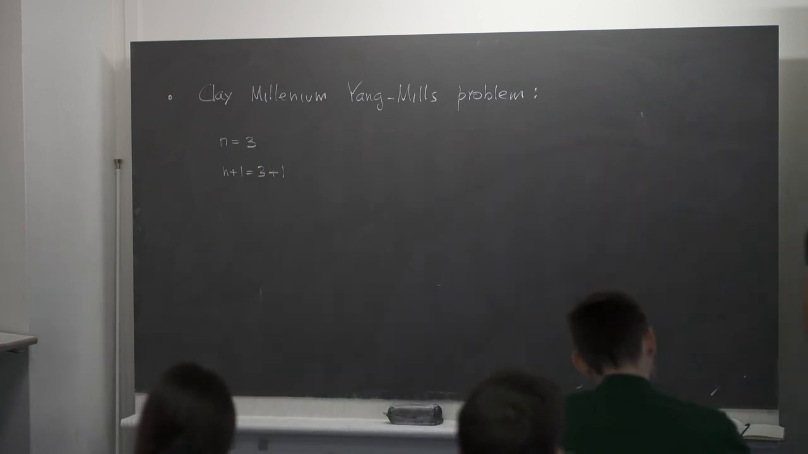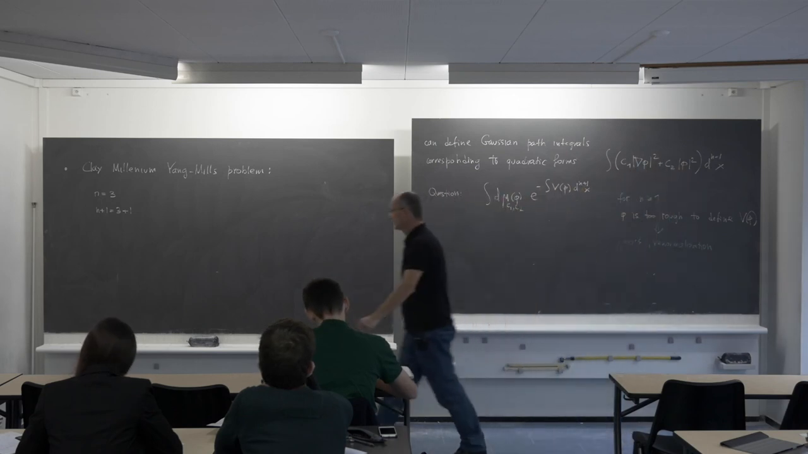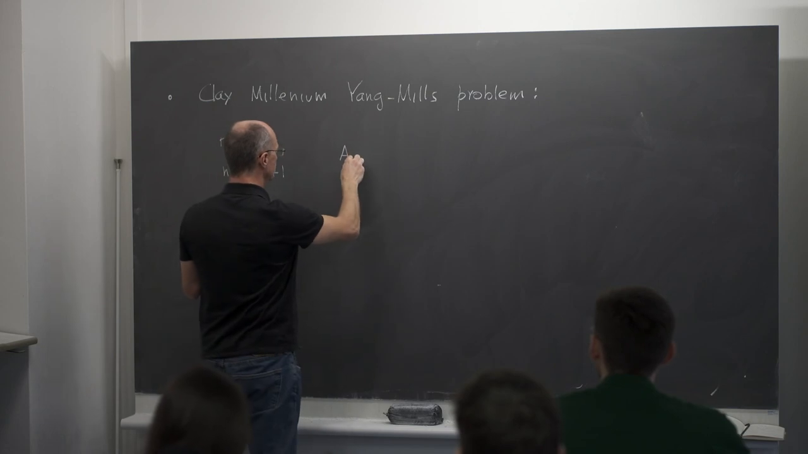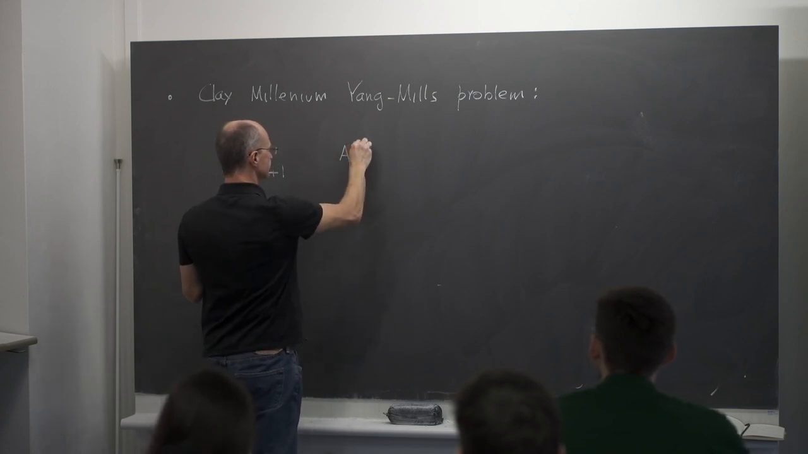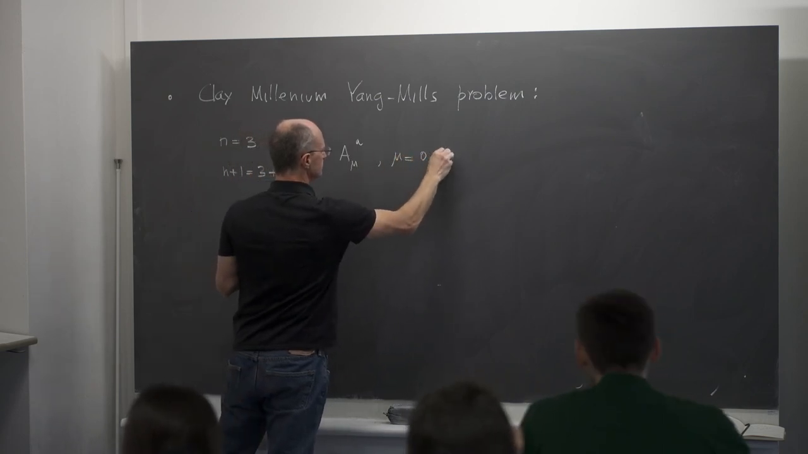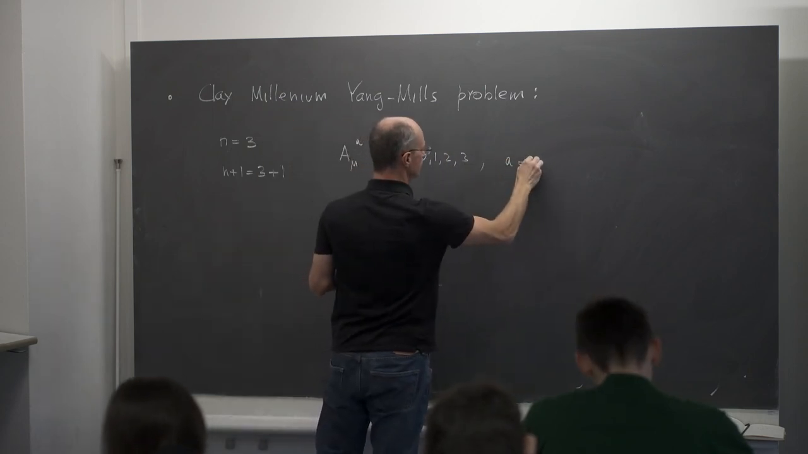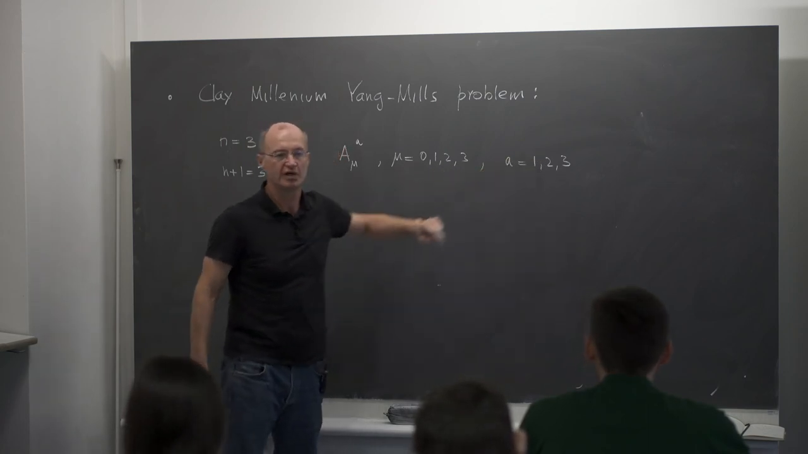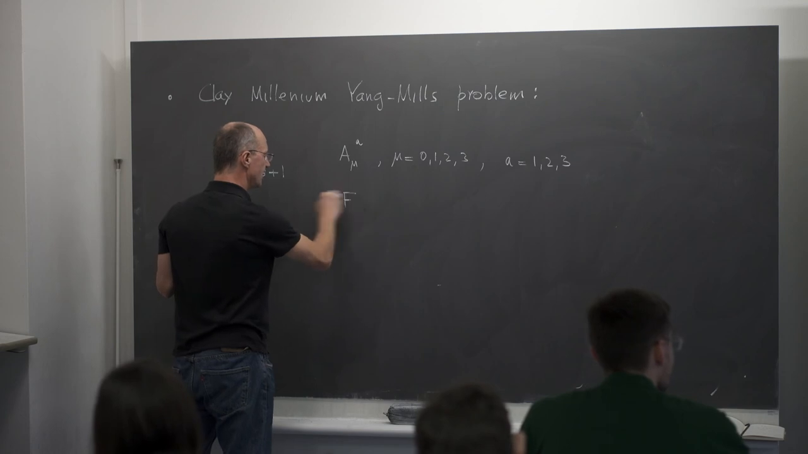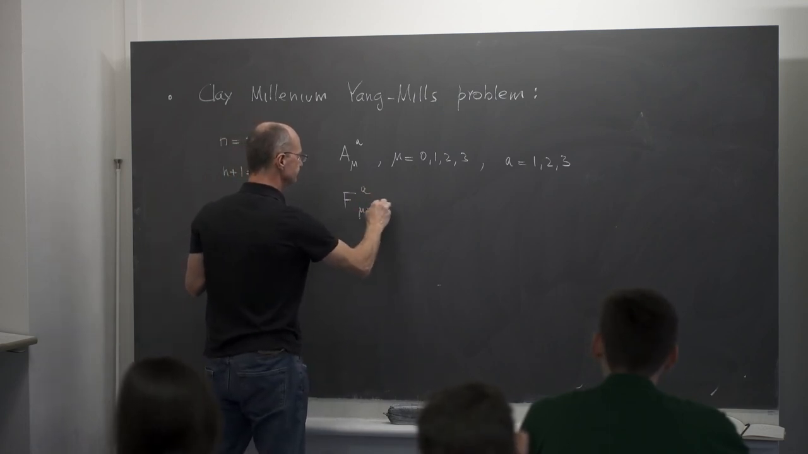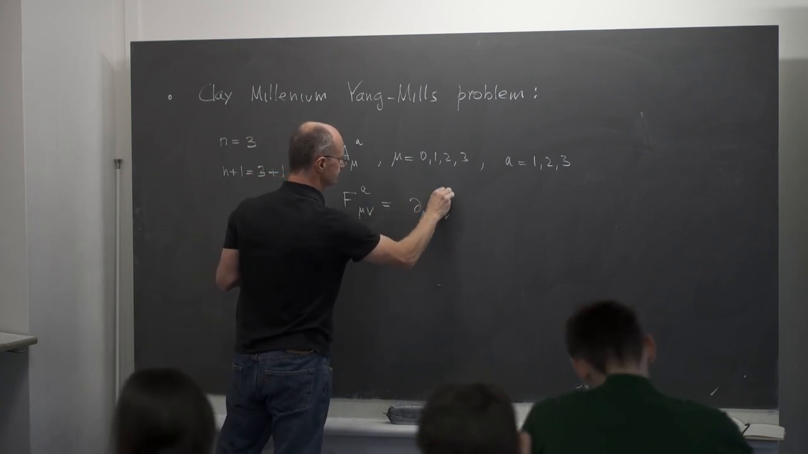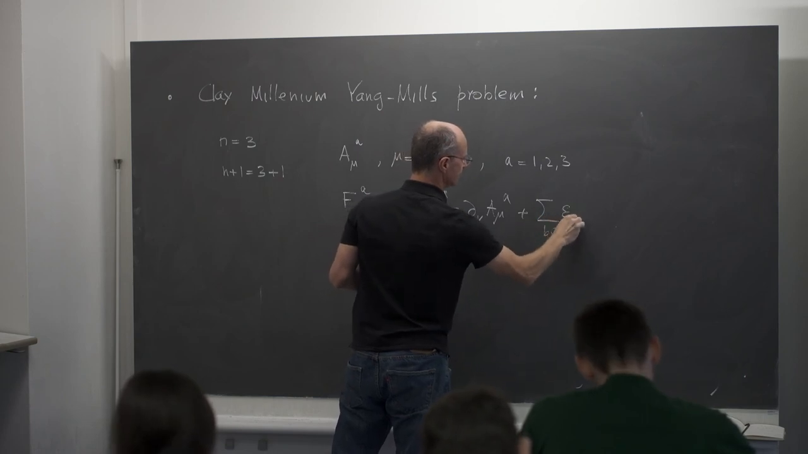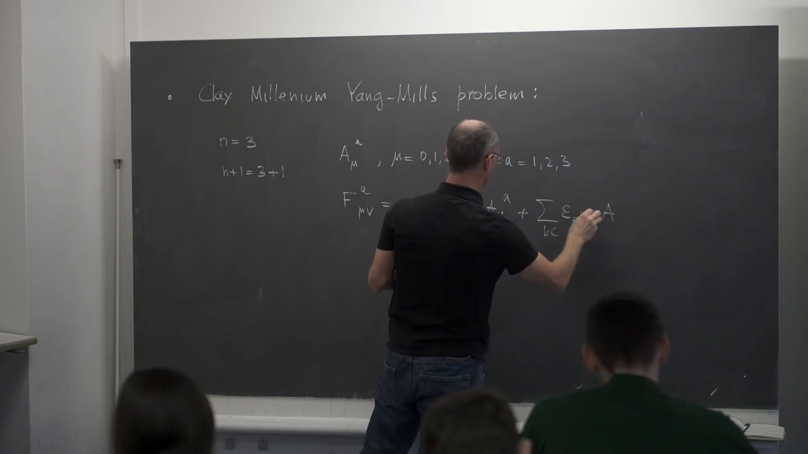Now we should choose the concrete form of the fields. So here actually it's going to be as follows. So the fields are like that. And let me choose the simplest case, A equal to 1, 2, 3. So in total, there are 4 times 3, 12 fields. And so out of these fields, we build the following combination. Let me try to write it more or less correctly.